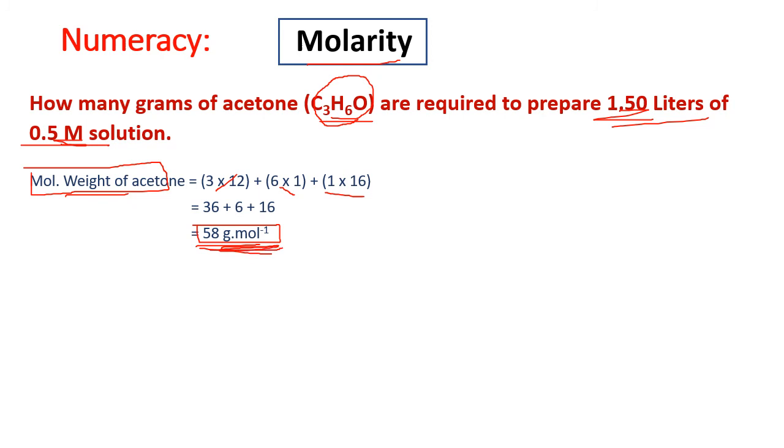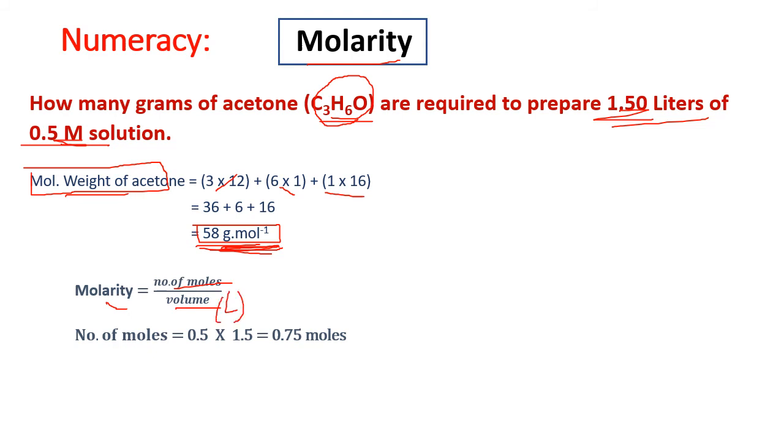Now I have the molar mass, or the molecular weight, so I can substitute in the two equations that we all know. The first rule is molarity equals number of moles over the volume, and this volume has to be in liters. Here I'm supplied with the molarity and with the volume. So in order to calculate the number of moles, what do I do? I simply multiply the molarity by the volume. So it's 0.5 times 1.5 liters, then it's 0.75 moles.